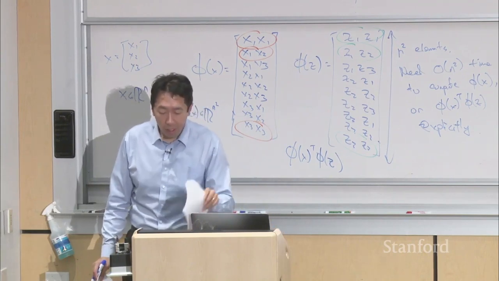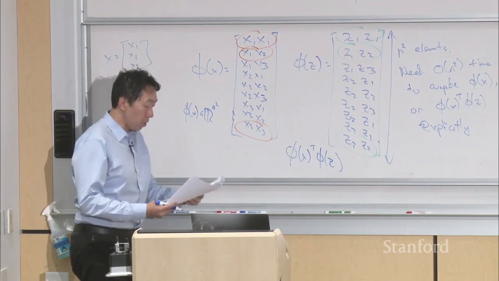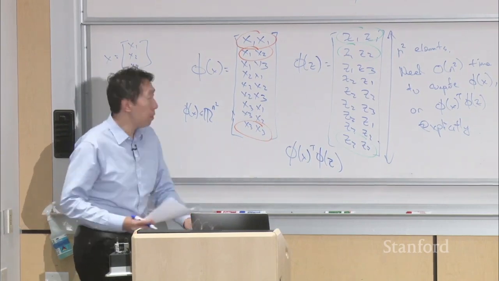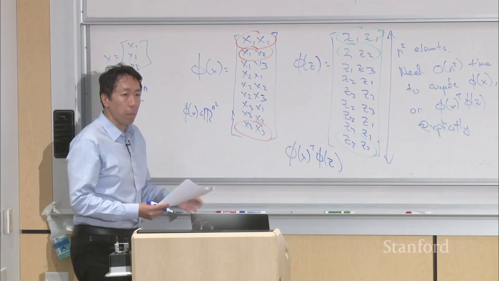Okay, instead of needing to manipulate sort of 100,000 dimensional vectors, you could do so manipulating only 10,000 dimensional vectors.